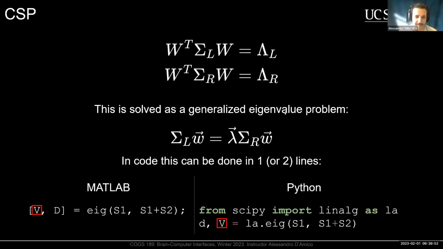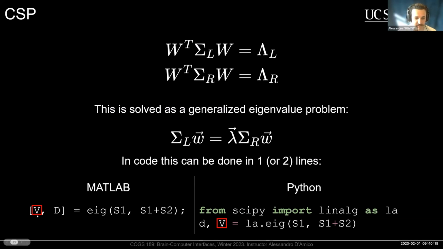And so although the math might be quite difficult, the equations don't look that scary, but getting here is what's scary, and proving it's right is scary. But it's very easy to do this in MATLAB and Python. So MATLAB has a built-in eigenvalue solver. So you do eig of the covariance of class 1 as one argument, and then the covariance of class 1 plus the covariance of class 2.